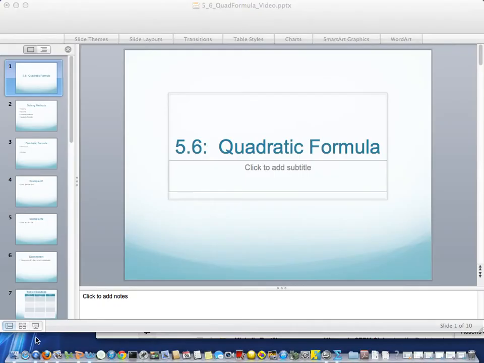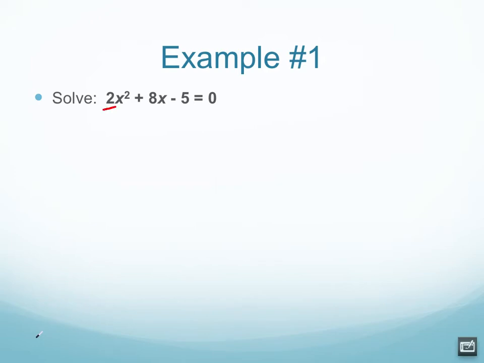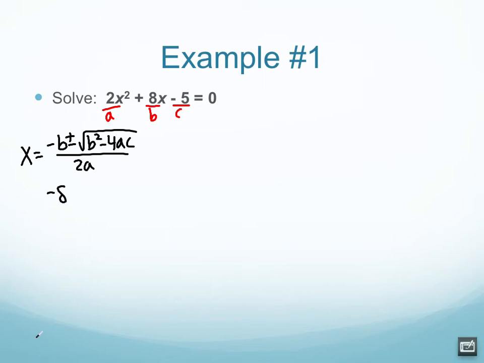Here's our first example. In front of the x squared is the a, in front of the x is the b, and the constant at the end is the c. I'm going to write down the equation. You should always write this down first before substituting numbers in. Okay, if our b is 8, the opposite of b is negative 8, plus or minus 8 squared, subtract 4, a is 2, c is negative 5, all over 2, and then a is 2 again.